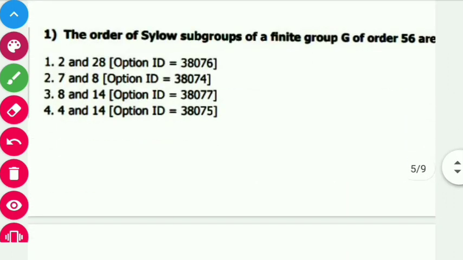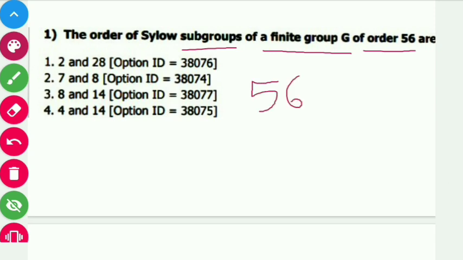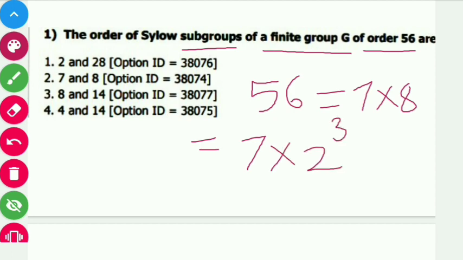The orders of Sylow subgroups of a finite group G of order 56 are... So here we have given the order of the group is 56, right? So take the prime factorization of this. This is just clearly 7 into 8. So what is the prime factorization? 7 into 2 cube, right?